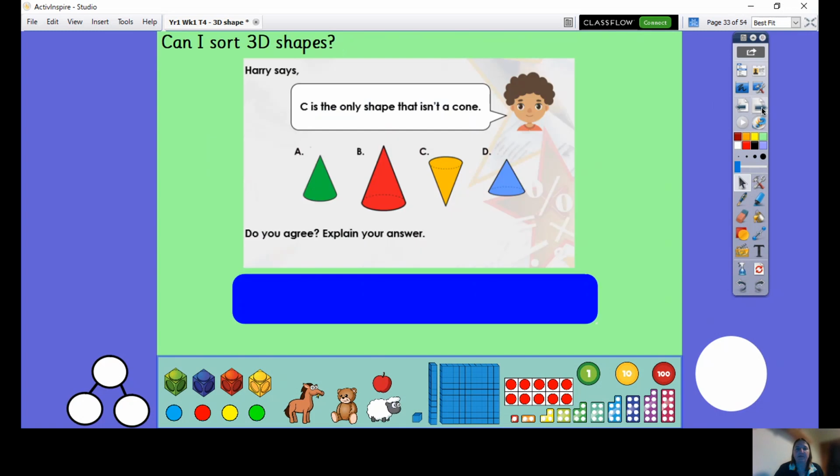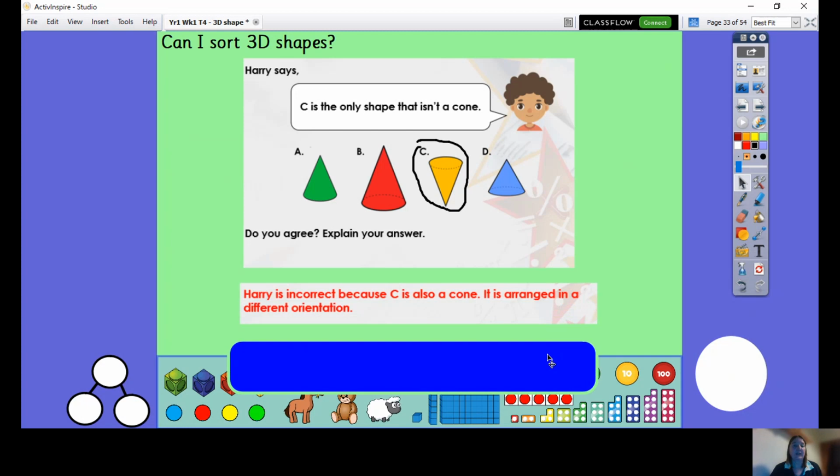Okay, let's have a look here. So here it says that Harry sorted his shapes, and he's saying that in his collection C is the only shape that isn't a cone. So he's saying that this one is not a cone. Do you agree? Explain your answer. So have a think about that. Is C a cone or not?